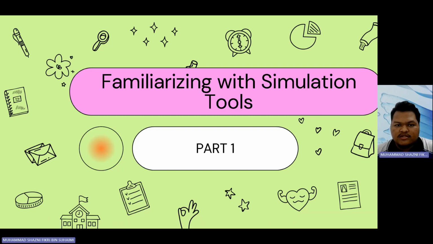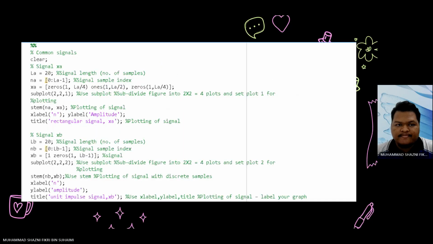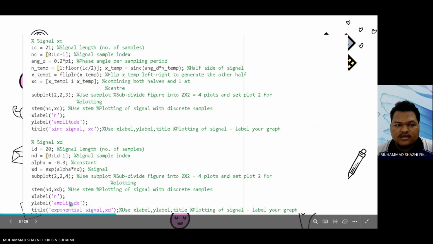In part 1, this is the coding for part 1. This coding has 4 signals: a rectangular signal, a unit impulse signal, a sine signal, and an exponential signal.